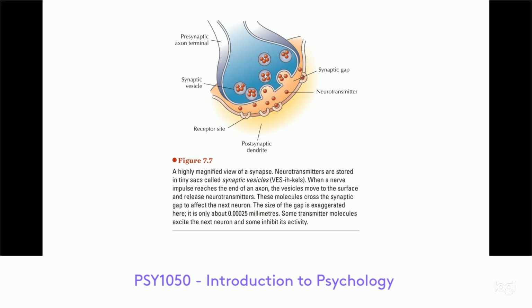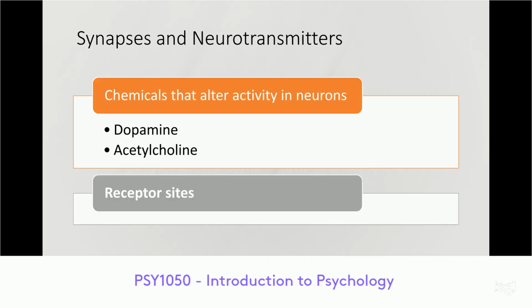So the axon terminal has the sacs. It releases the sacs, which release the neurotransmitter. That neurotransmitter passes across the very tiny synaptic gap, and then attaches at the proper receptor site on the other side. This is really exaggerated. The gap is actually only 0.00025 millimeters. Some of these neurotransmitters excite the next neuron, and some inhibit the next neuron.